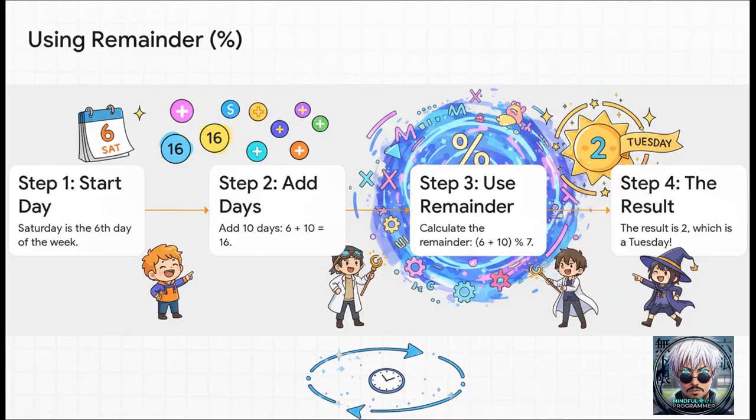And here's the magic trick. We ask the computer, what's the remainder of 16 divided by 7? Well, 7 goes into 16 2 times for 2 full weeks, and what's left over, the remainder, is 2. So that tells us we're 2 days into the next week. Day 2 is Tuesday. It's absolutely perfect for any problem that works in a cycle.